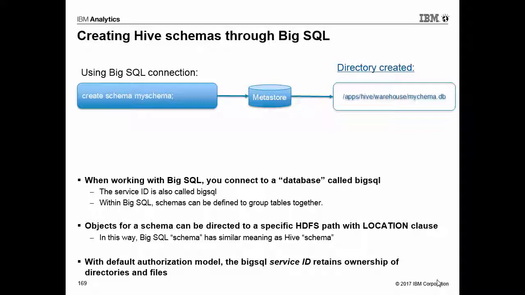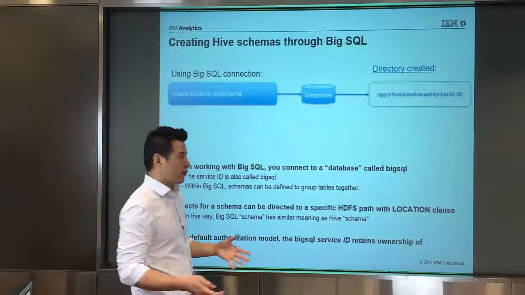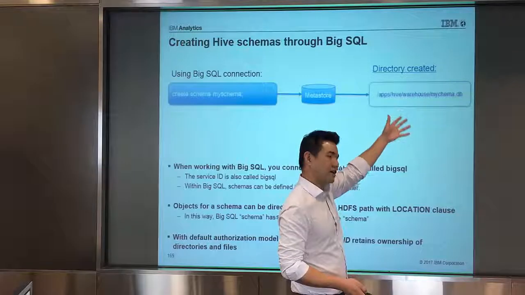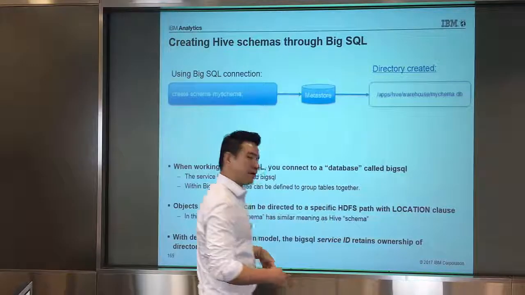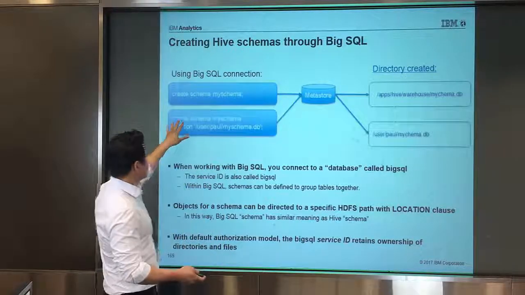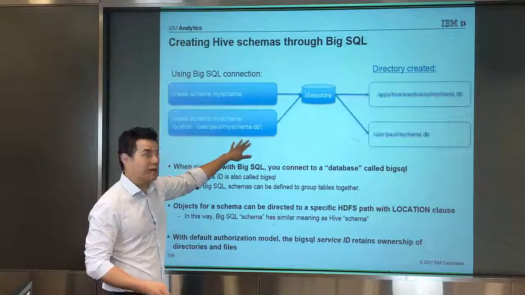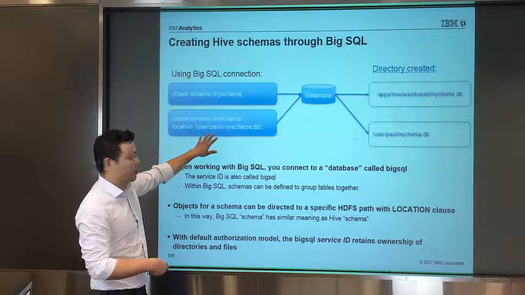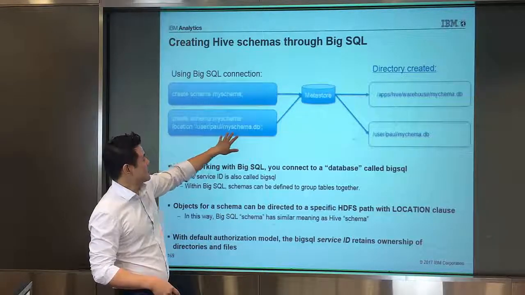Now, the reason why this is in Hive warehouse is because this is the default path for our Hive managed tables. But what if I want a different path? What if my data is an external table and the files are in a different path, and I want my schema in a different place? Maybe it's a user home directory. I can also say create schema my schema and give it a specific location. In this case, I've chosen an HDFS home directory for Paul, that's me, and this thing called my schema.db.